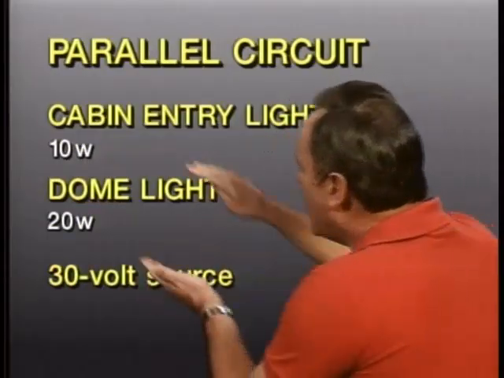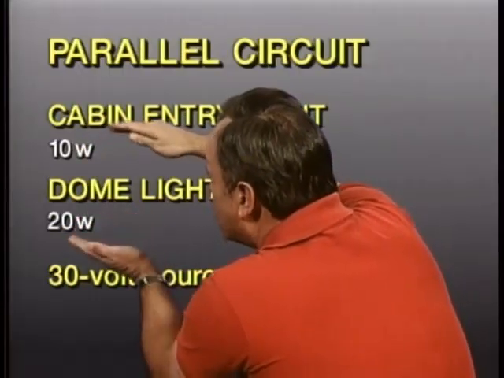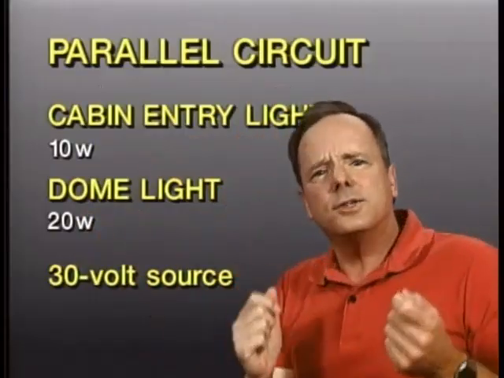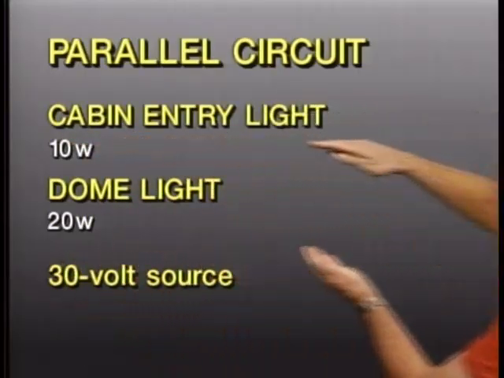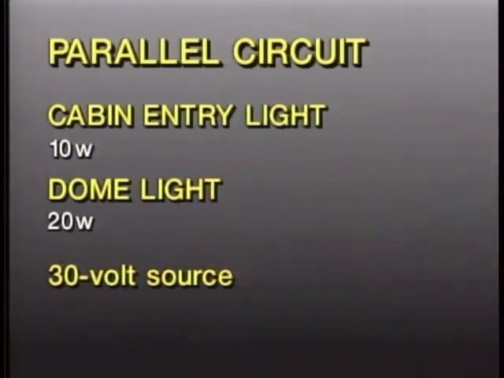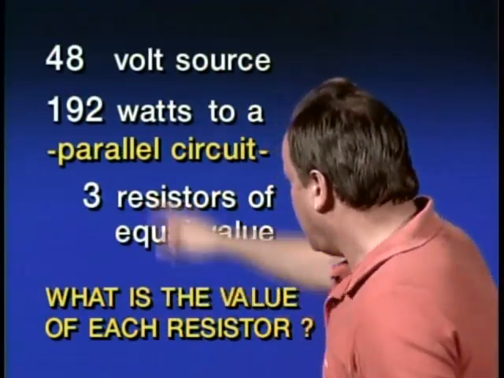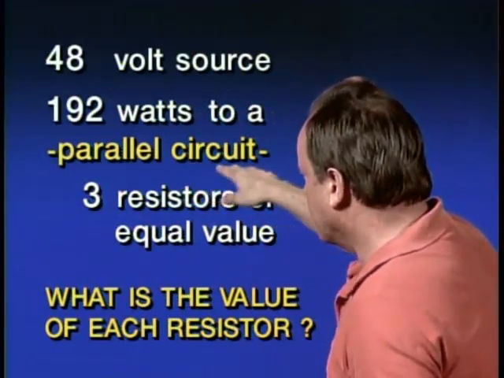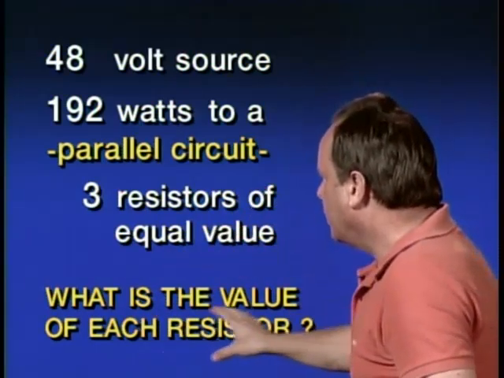And the answer is it will be equal, because these are just resistances in the circuit, and the voltage drop across all resistances that are parallel to each other in a circuit is the same. And what did the wattage have to do with it? Absolutely nothing. Now, let's take a look at another question that the watts does have something to do with. You have a 48-volt source, 192 watts in a parallel circuit, and you have 3 resistors of equal value. What's the value of each resistor?